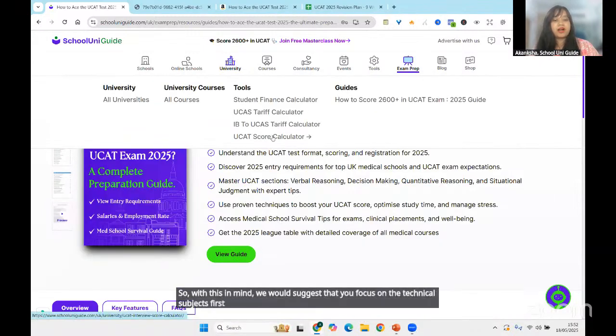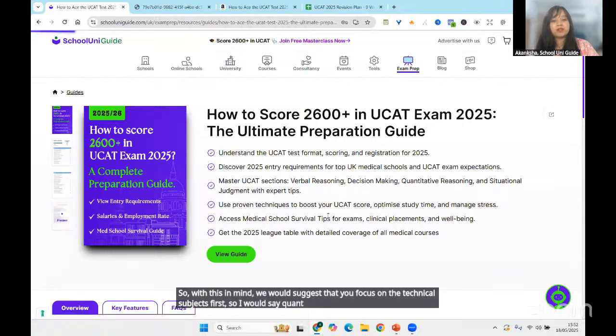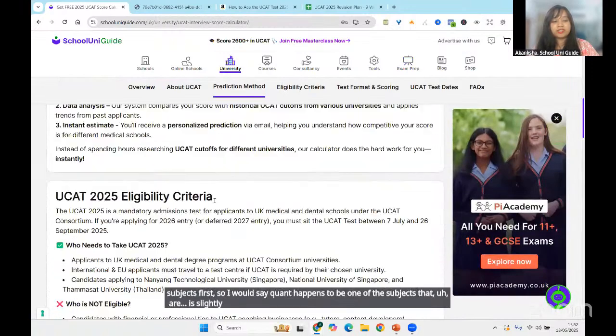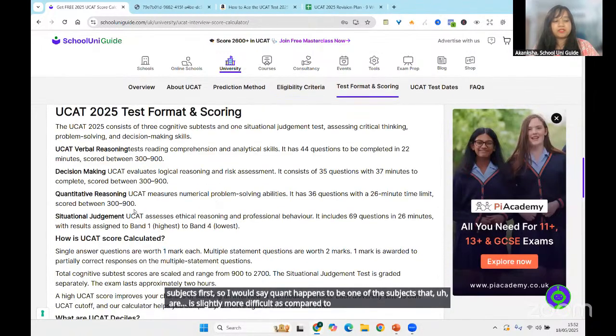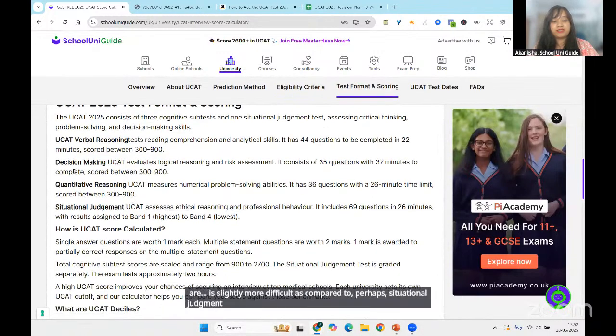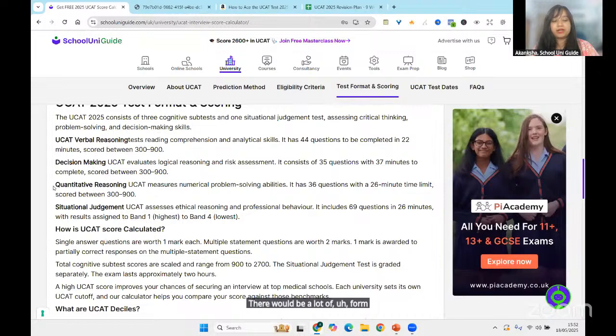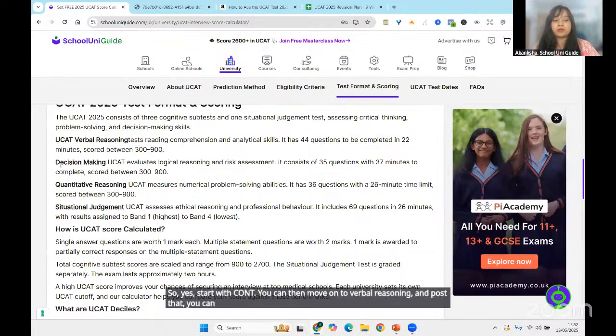I would say quant happens to be one of the subjects that is slightly more difficult as compared to perhaps situational judgment and verbal and decision making. So make sure that you're starting off with quant. There would be a lot of formulas for you to remember and practice. So yes, start with quant. You can then move on to verbal reasoning, and post that you can keep practicing with decision making and situational judgment.